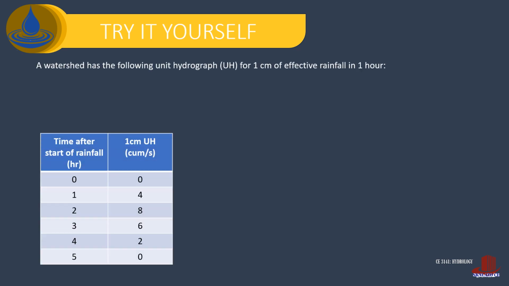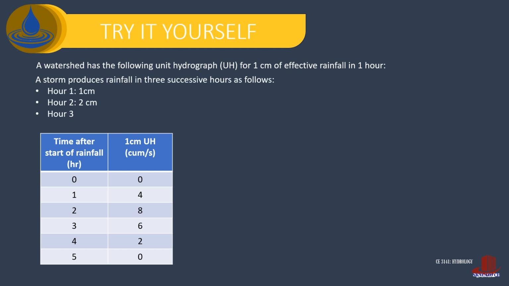This is for you to check if you understood the procedure. A watershed has a 1 centimeter unit hydrograph in record. A storm in the area was observed for 3 hours, where the first hour was 1 centimeter, the second was 2 centimeters, and the third hour was again 1 centimeter. You are to determine the direct runoff hydrograph using the method of superposition.